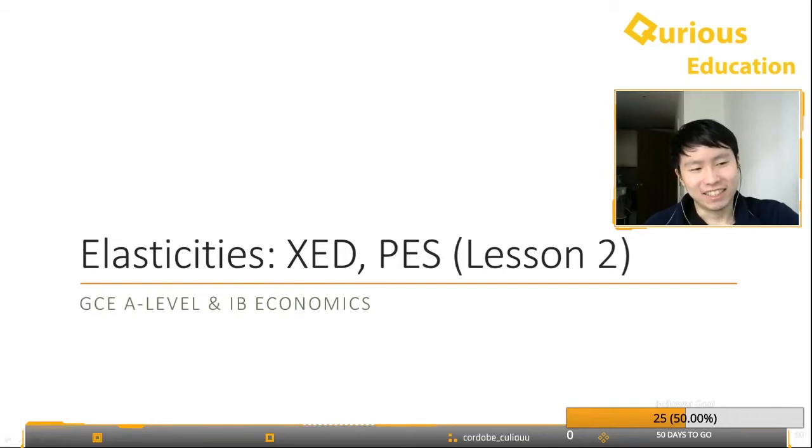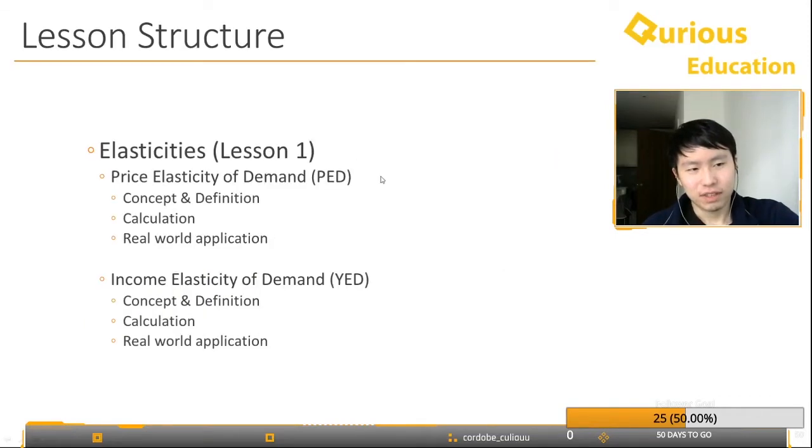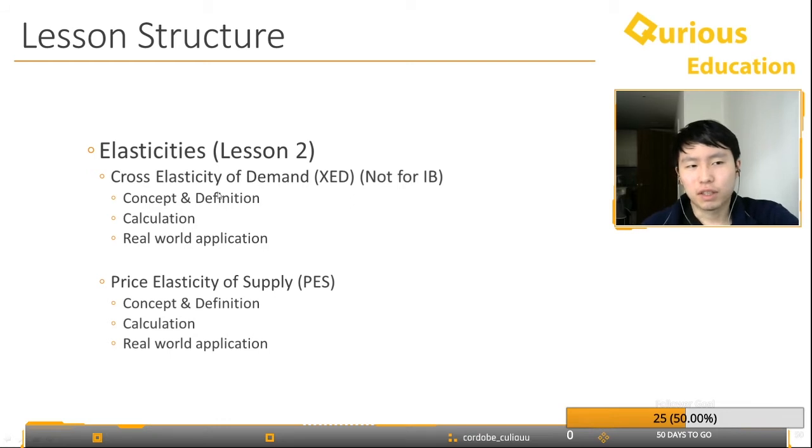So, elasticities. We looked at price elasticity of demand, PED, and income elasticity of demand in our first lesson. In this lesson, we're going to look into cross elasticity of demand, so looking at the relationship between two goods, and also the price elasticity of supply.